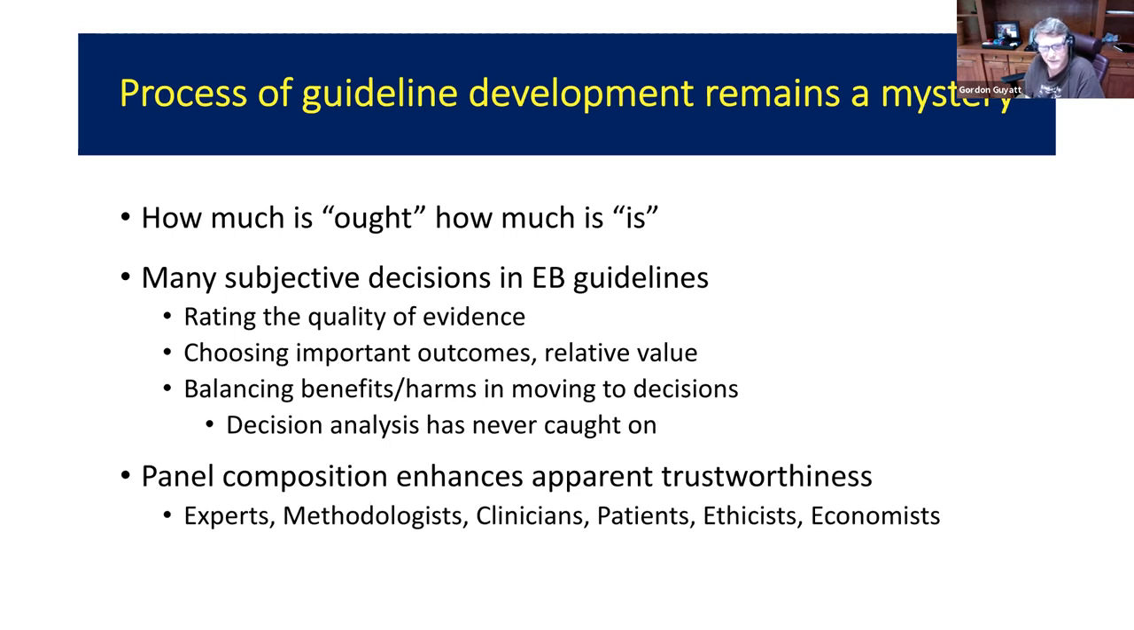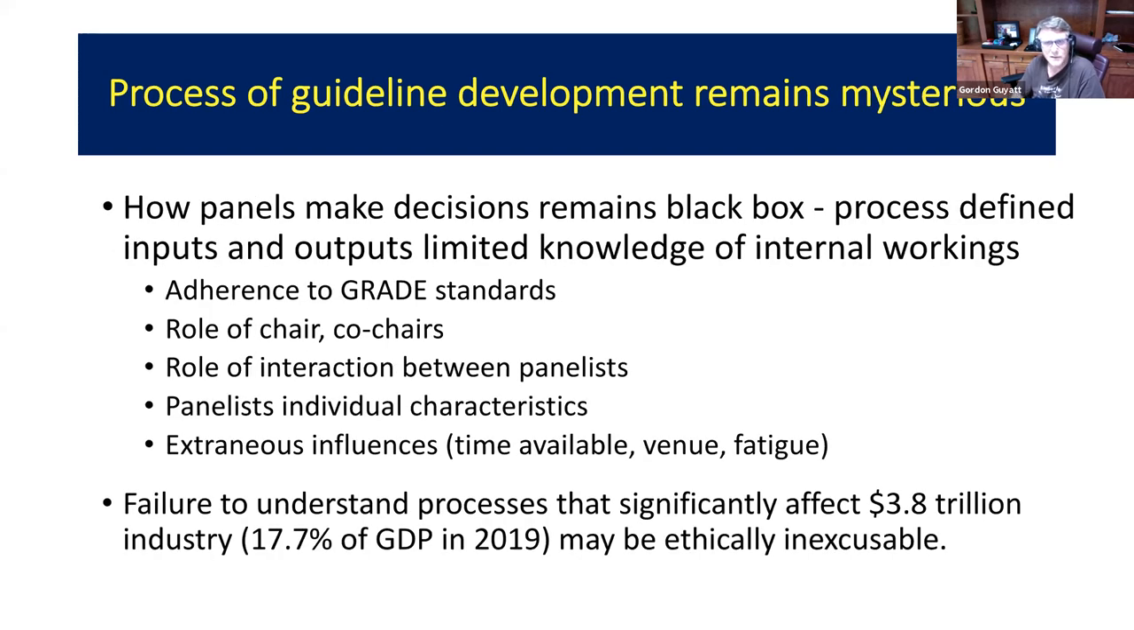Panel composition is another issue that can enhance apparent trustworthiness, with the traditional inclusion of research and clinical experts, but also now methodologists, clinicians, patients, ethicists, and sometimes, if cost effectiveness is important, economists. So, lots of standards, but how panels actually make their decisions remains a black box, a process defined by inputs and outputs, but with limited knowledge of its internal workings. So, questions. To what extent do panels say that they're using GRADE and adhere to GRADE standards? What is the role of the chairs and co-chairs relative to other panelists? How does the interaction between panelists happen?